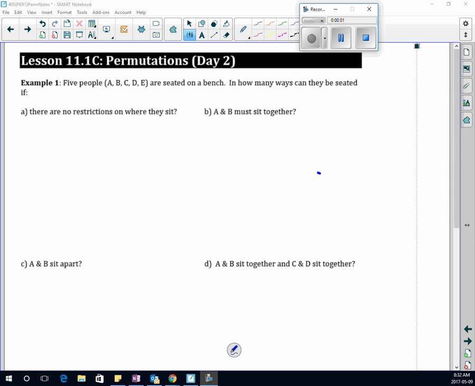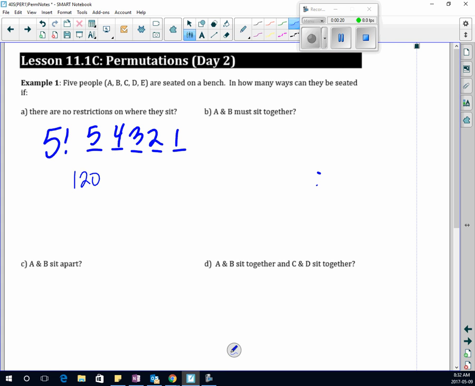5 people are seated on a bench. How many ways can they be seated if there's no restrictions? Not 16. Yeah, so 5 factorial, or there's 5 decisions: 5, 4, 3, 2, 1. So that would be 120. 5 exclamation mark means this.